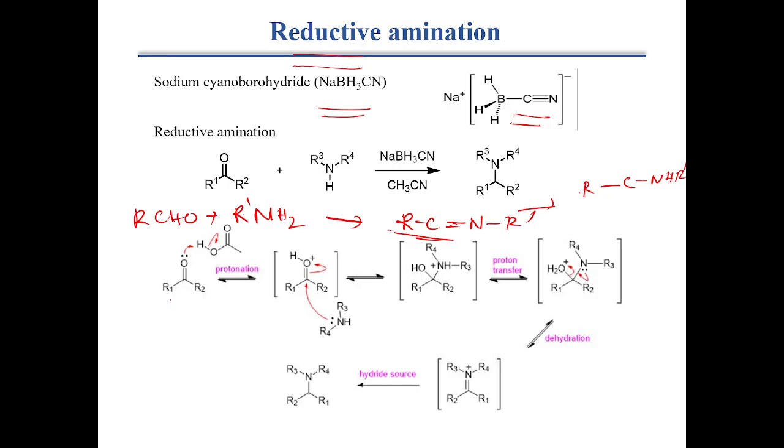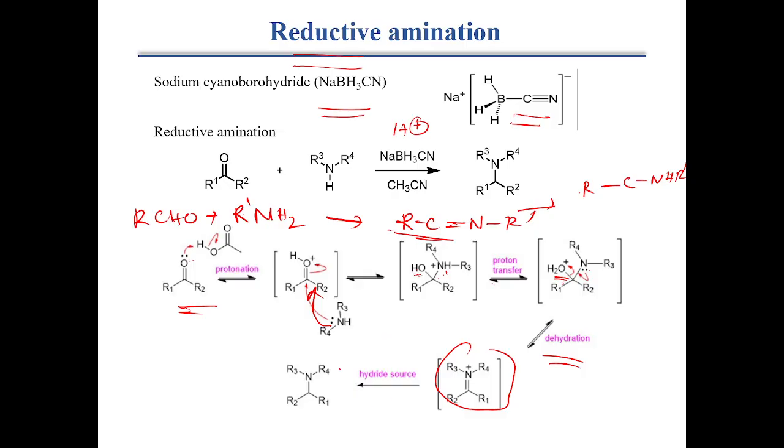So the mechanism is there. First, we use sodium cyanoborohydride in presence of a very mild acid. The acid activates the carbonyl compound and then the amine will attack, so it forms this quaternary ammonium salt. Next, the lone pair of oxygen attacks the acid and it will form the H2 complex. Then amine attack and dehydration happen, giving this iminium.